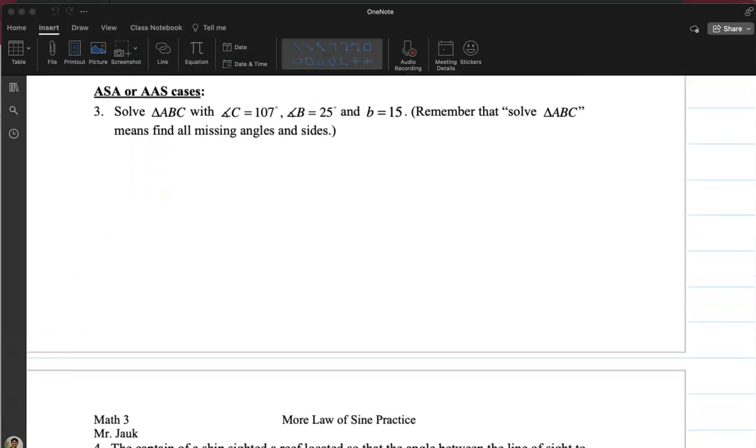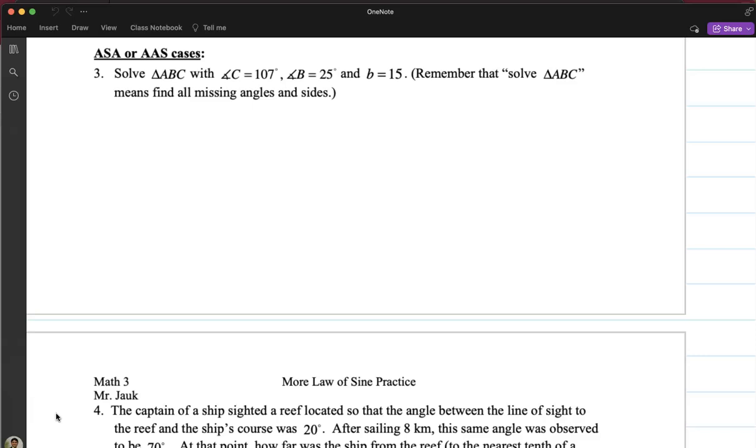Angle C is 107, so it's an obtuse, bigger angle. Does it matter which angle comes first? Yeah, it always matters. B is 25 degrees. So if this is A, this is B, and this is C, and b is equal to 15. You have to find the remaining sides and the remaining angles.